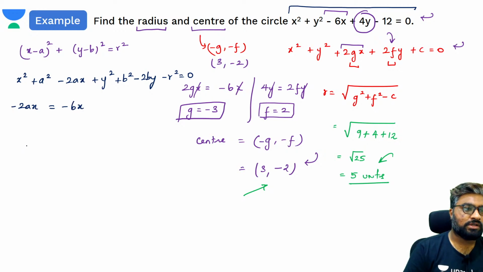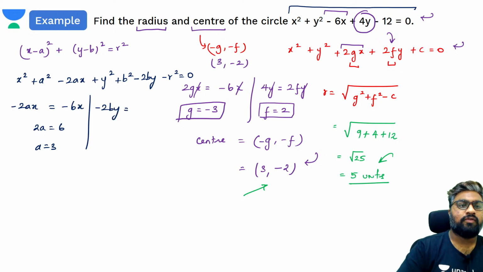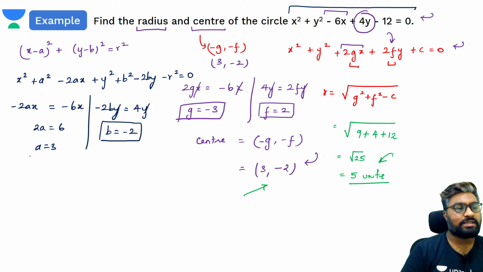Yes or no? So what do you get? Minus 2a, so minus also gets cancelled. You will get 2 times a is 6 or a is equal to 3. Same way compare minus 2by with 4y. You'll directly get the fact that your b is minus 2. (a, b) is your center. This part is done.